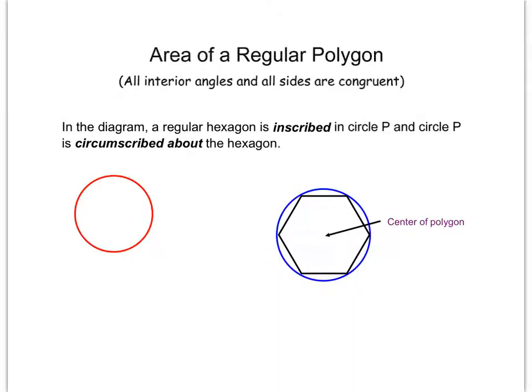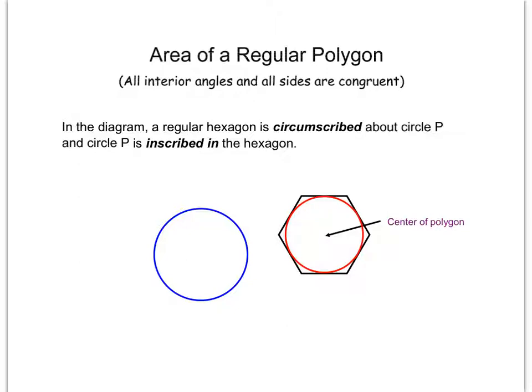In this picture right here, we have a regular hexagon still, and drawn around the hexagon there is a blue circle. This blue circle is circumscribed about the hexagon, and if you want, the hexagon is inscribed in circle P, if this point right here is P. So the hexagon is inside, so it's inscribed in the circle. The circle is outside the hexagon, so the circle is circumscribed about the hexagon.